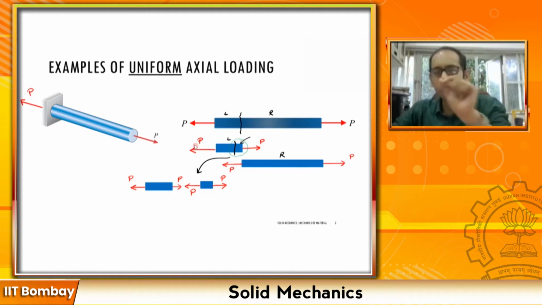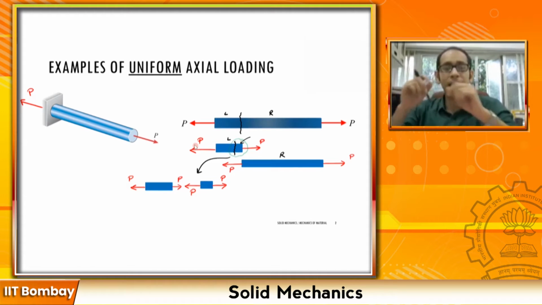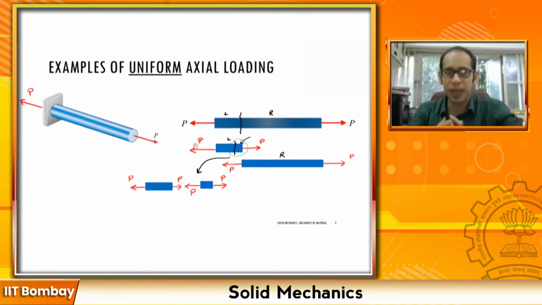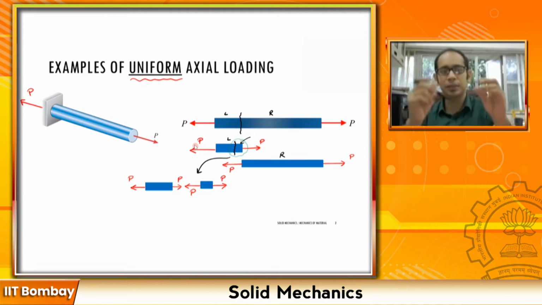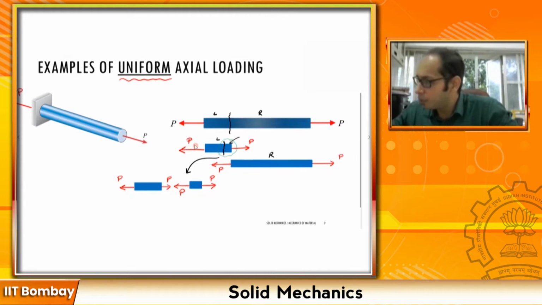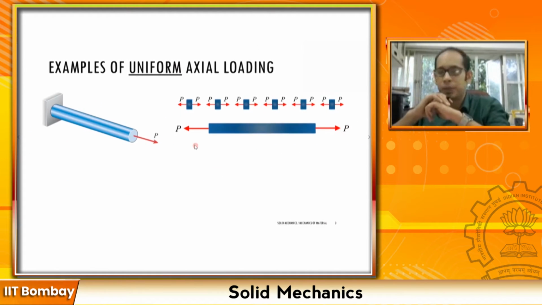So you see every individual chunk you take within this bar, which is under this uniform axial load, has the same load P. That is where this word uniform comes into play, right? Every individual cross section has the same uniform load P, which is probably better understood in this particular figure.